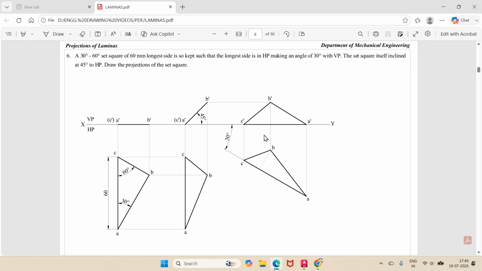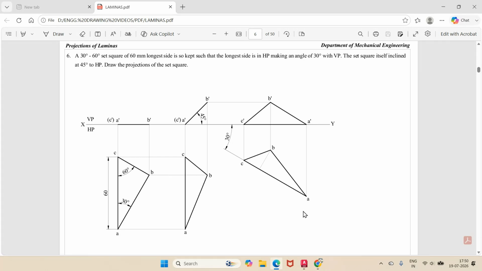So how do I know that my problem is right? Even in the final position, the longest side is in HP and the side which is resting on HP is making an angle of 30 degree with VP, and the surface makes an angle of 45 degree with HP, and this is a set square having 60 degrees and 30 degrees. And the 60 degree you can take here and 30 degree here. Since you have not been asked that, the only thing is it is to be 60 degree and 30 degrees to a set square.